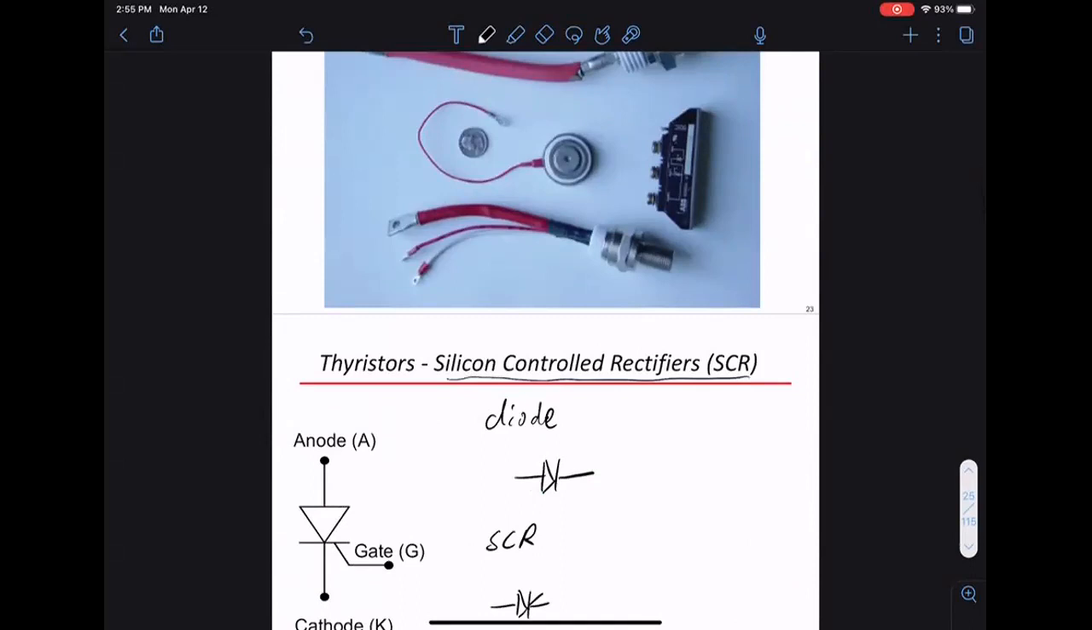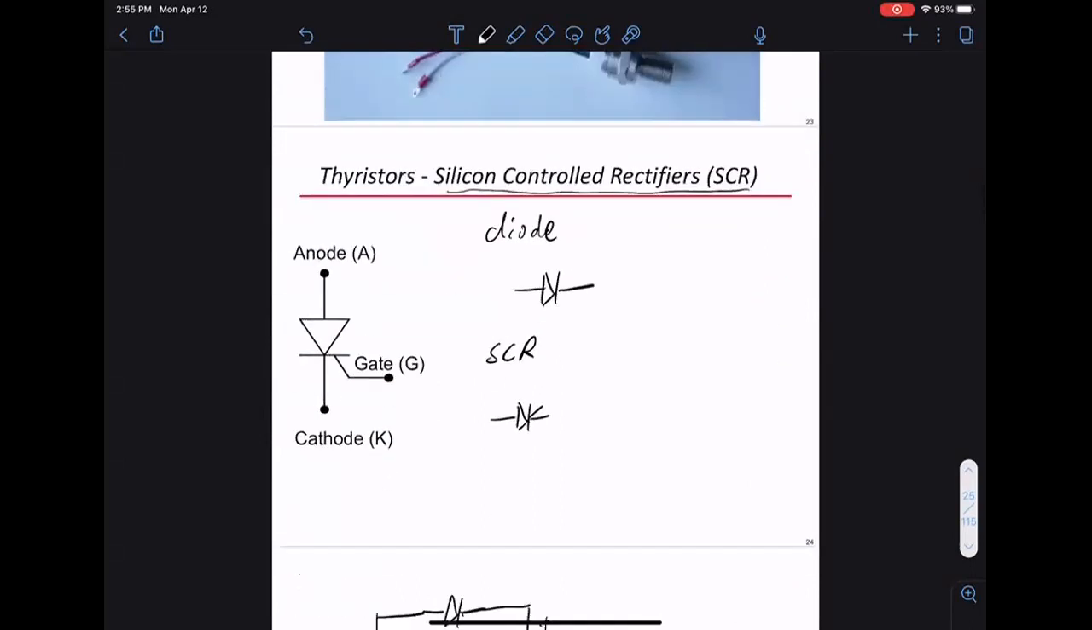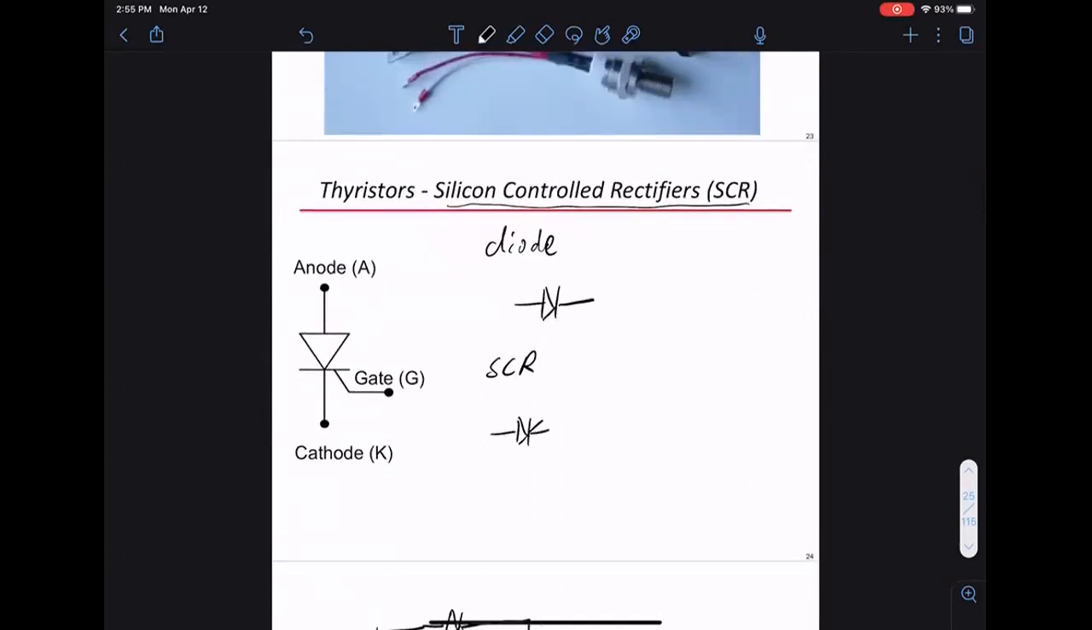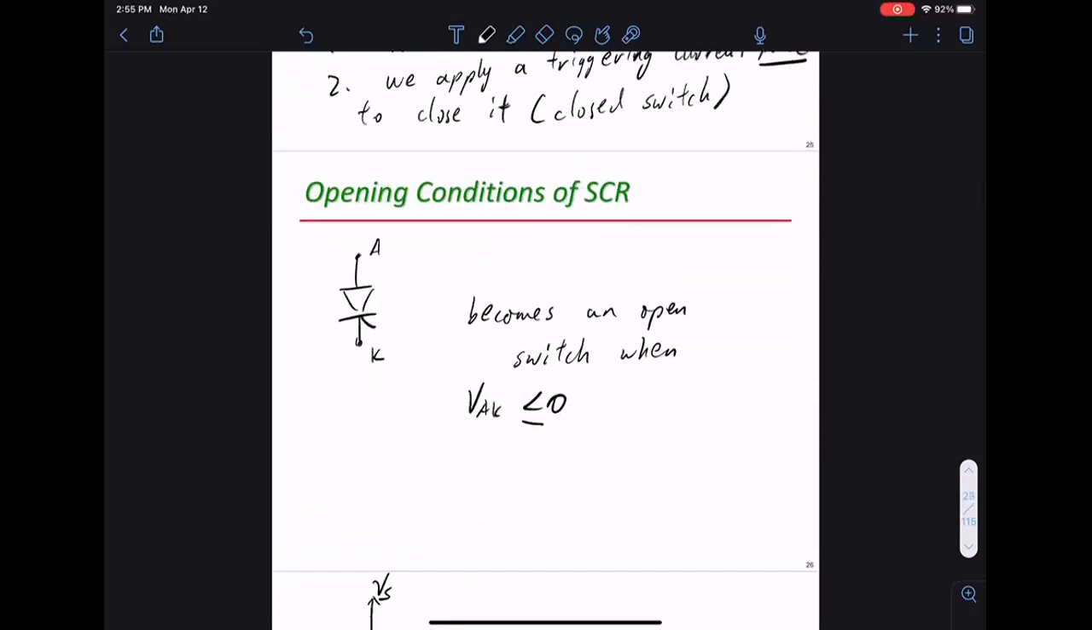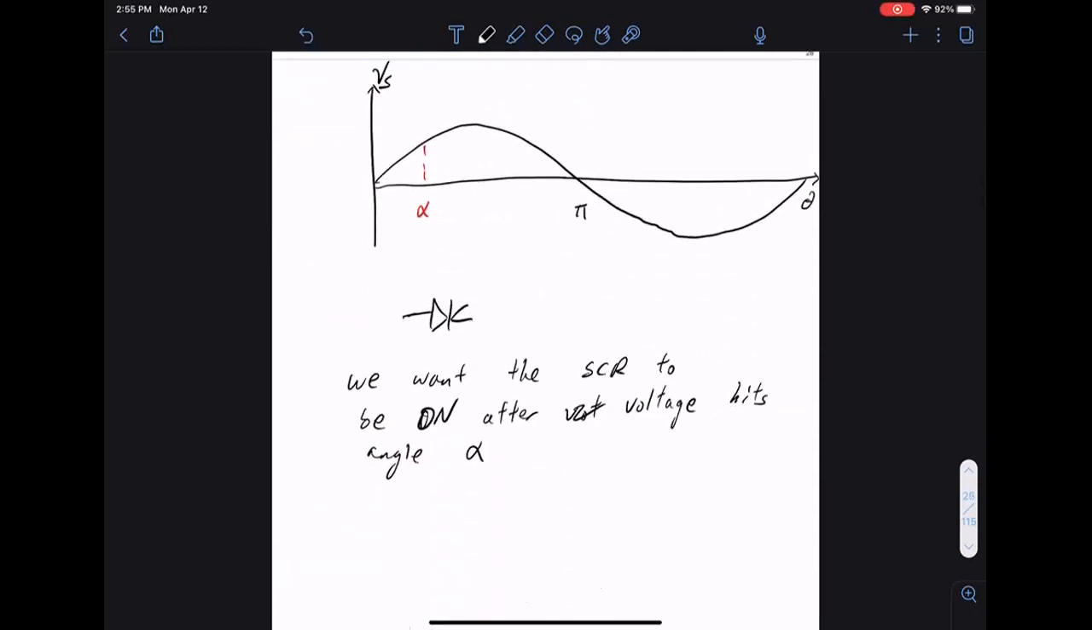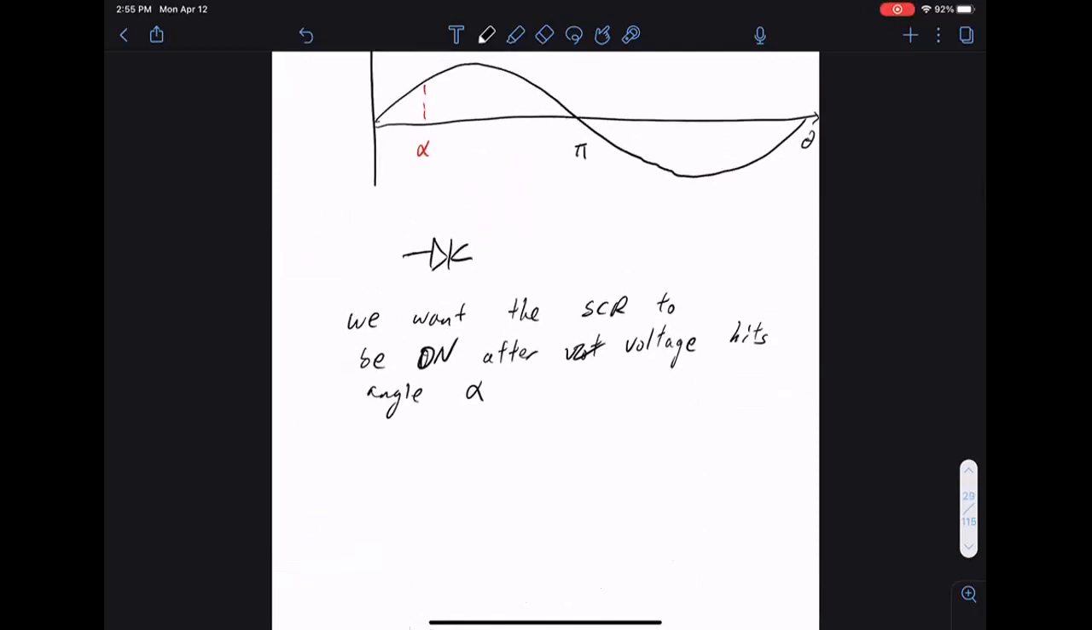So SCR, silicon, because it's a semiconductor device. It's controlled. We can determine what the angle is. Rectifier means it's like a diode, only gives you the positive part of it. So that's where the name comes from. So this is SCR, and I only want part of it.